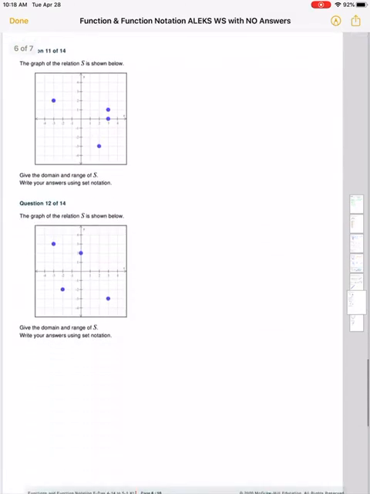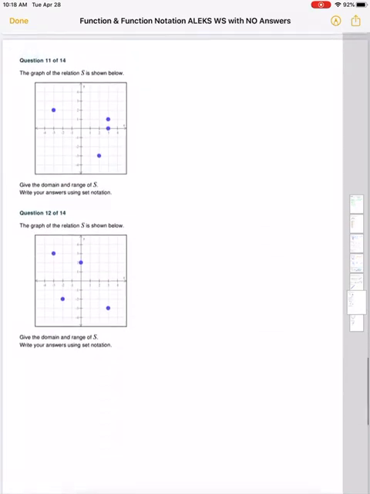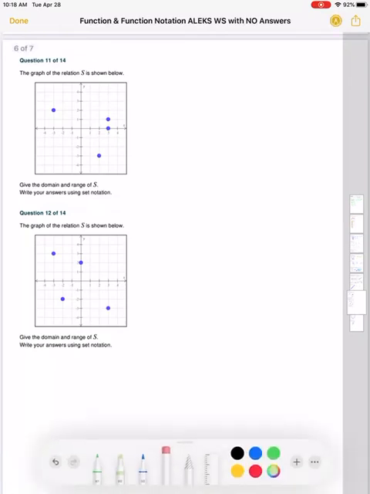Number 11 says the graph of a relation is shown below. Give the domain and range using set notation. So your answer will look like number 1. However, what you first have to do is go in and label these ordered pairs so that you have a list of ordered pairs to work from. A lot of us tend to mix up our X and Y, so I'm going to go ahead and label these for you. This one's -3, 2. This one is 3, 1. This guy is 3, 0. And this one is 2, -3.